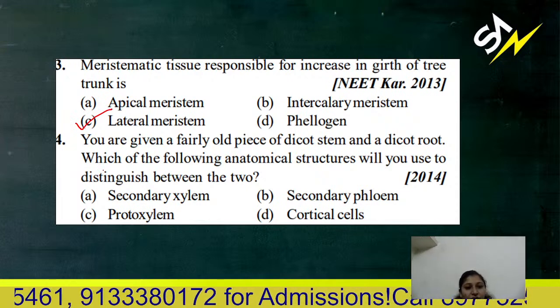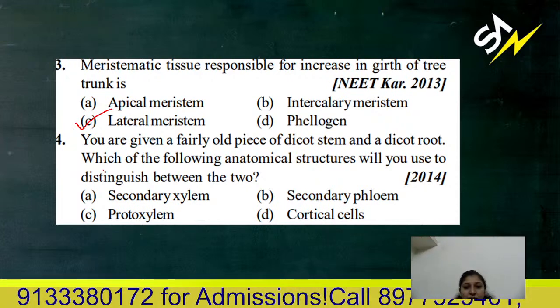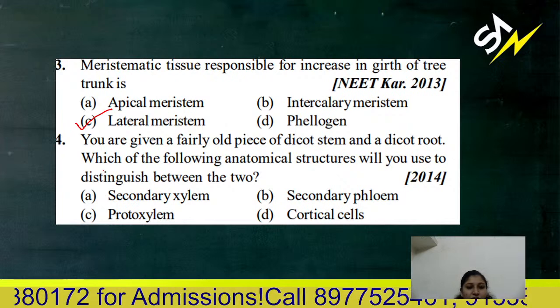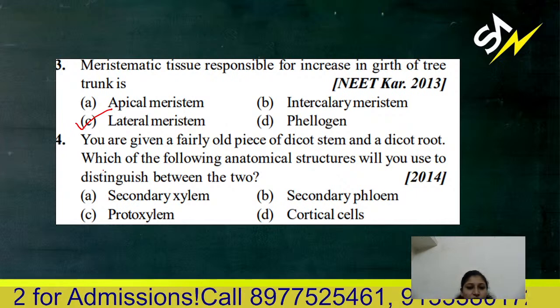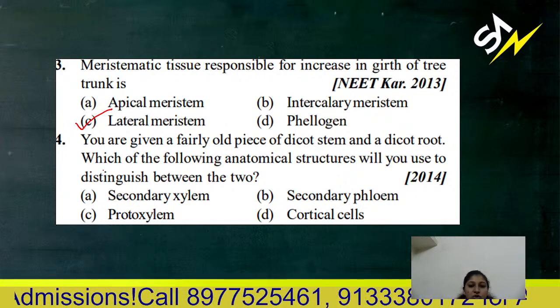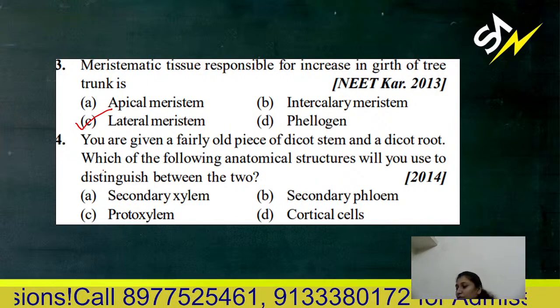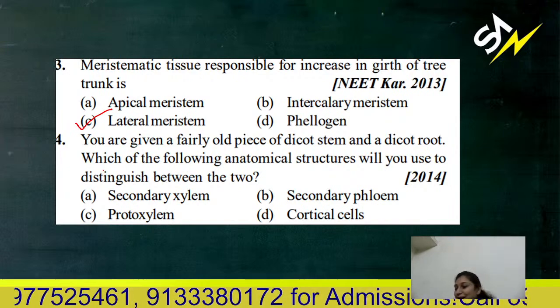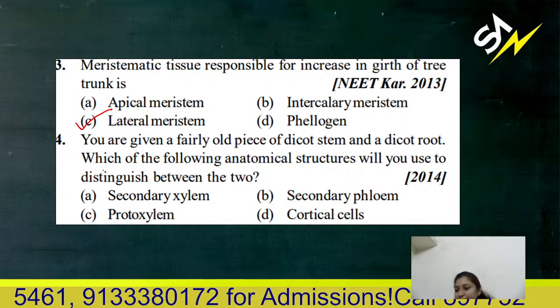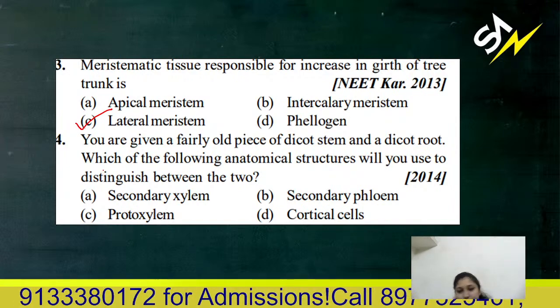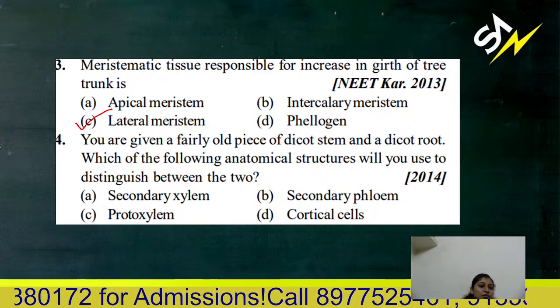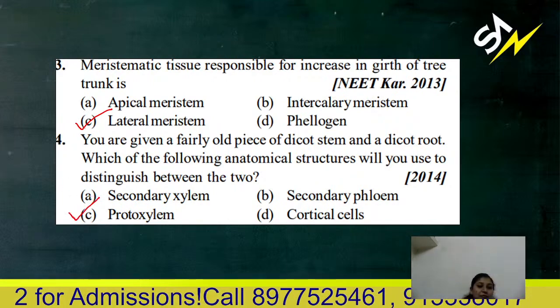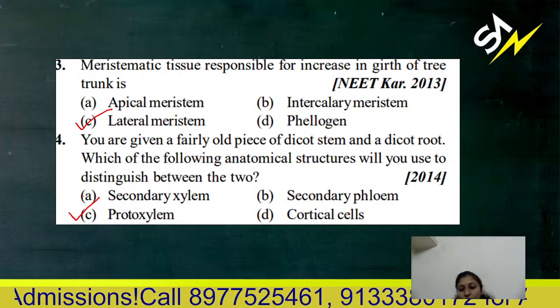You are given a very old piece of dicot stem and dicot root. Which of the following anatomical structures will you use to distinguish between these two? You need to distinguish between the dicot stem and dicot root piece. So which of these will you use? You will use the presence or absence of protoxylem.